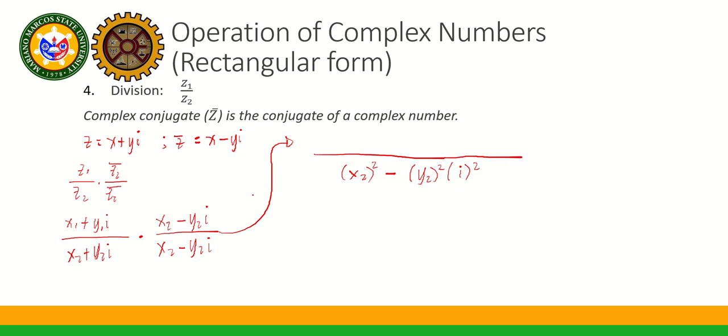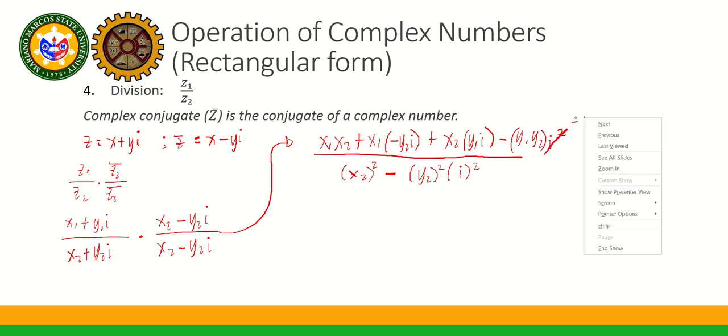And then, dito naman, kailangan nating mag-FOIL method. So, this will be equal to x sub 1 times x sub 2 plus x sub 1 times negative y sub 2i plus x sub 2 times y sub 1i, and then positive times negative, that will be negative y sub 1 times y sub 2 times i squared. Okay? So, this i squared is equal to negative 1.